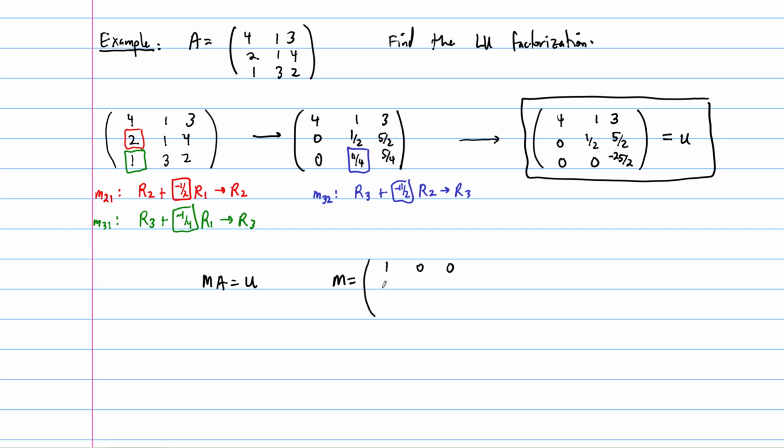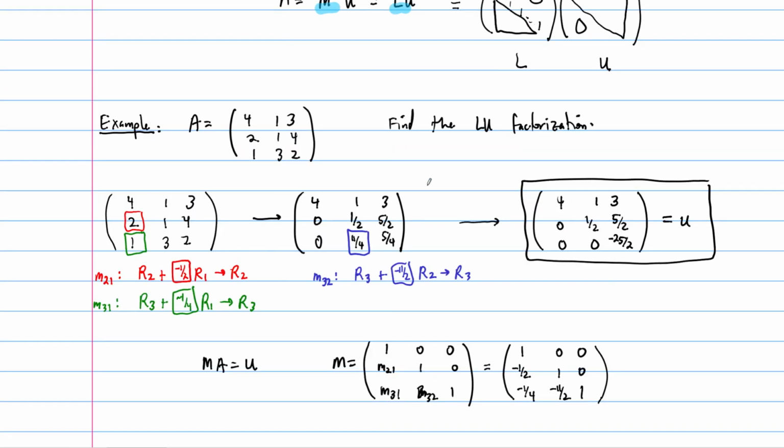and its entries are going to be 1, 0, 0; M21, 1, 0; M31, M32, 1. And these are exactly the numbers that we put in these boxes, right? So our M is the matrix 1, 0, 0; negative 1/2, 1, 0; negative 1/4, negative 11/2, 1. All right, so this is a lower triangular matrix which, when we multiply through, converts our A into this upper triangular matrix U.